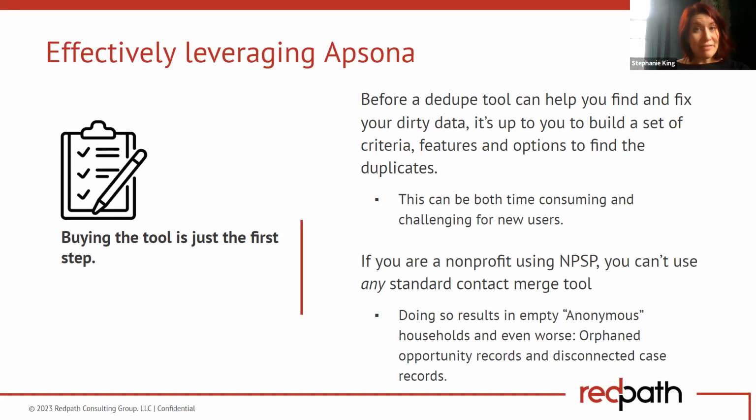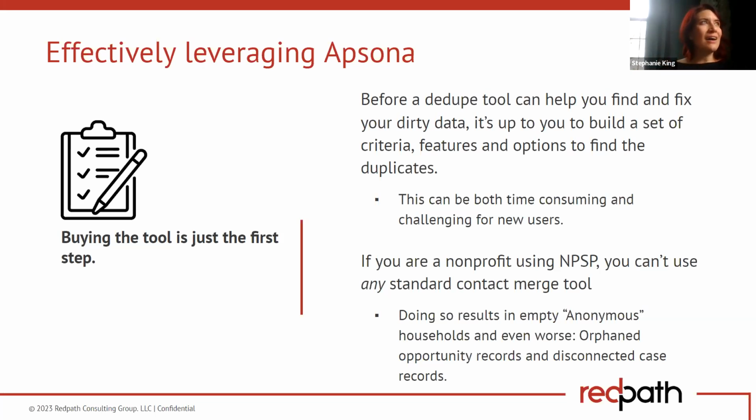Furthermore, if you are a nonprofit using NPSP, you can't use any standard contact merge tool. This includes direct contact merging in Apsona. This includes using Salesforce's standard contact merge or the Lightning merge component on contact page layouts. This includes other popular industry tools like Cloudingo, Demand Tools, etc. Using any of these standard tools for direct contact merging in an NPSP org can result in hundreds or thousands of empty anonymous households, which is gross and annoying. But worse than that, it can also result in orphaned opportunity records, by which I mean opportunities or donations that are not connected to a donor anymore. It's a disaster, okay?